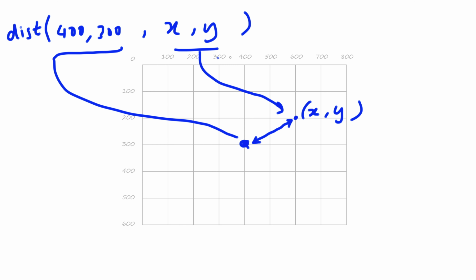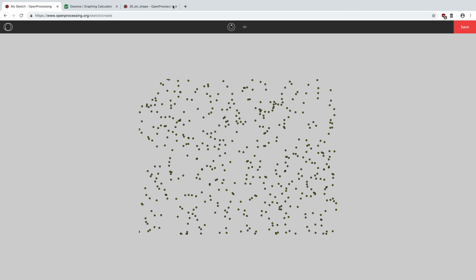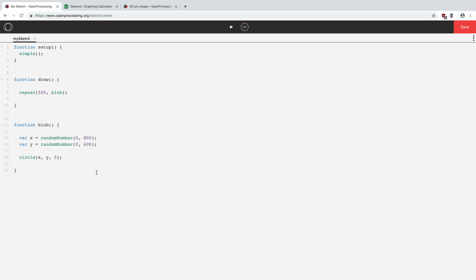Cool. So if this was close, like if it was here, that distance would be quite small, and if it was far away, that distance would be larger. So let's calculate that distance. So var d equals dist from x, it doesn't matter which order we do it in, 400, 300, x, y.